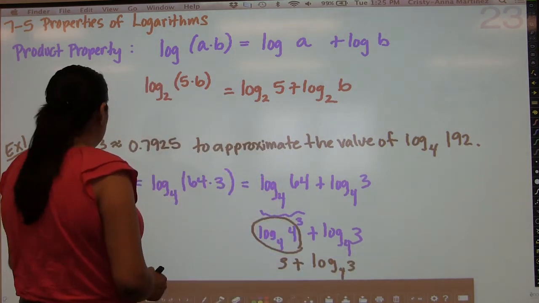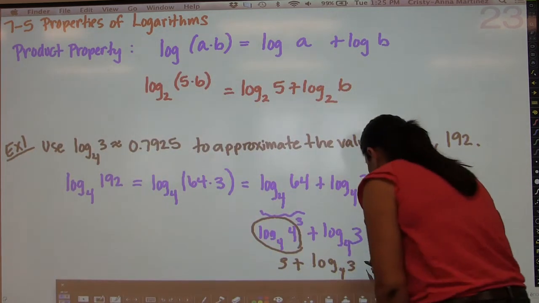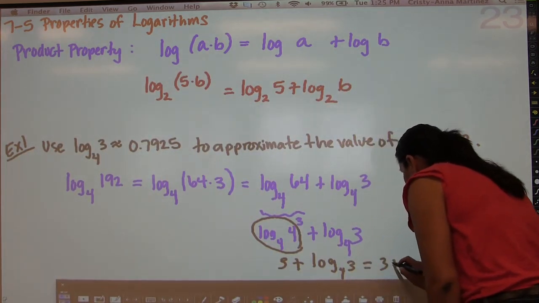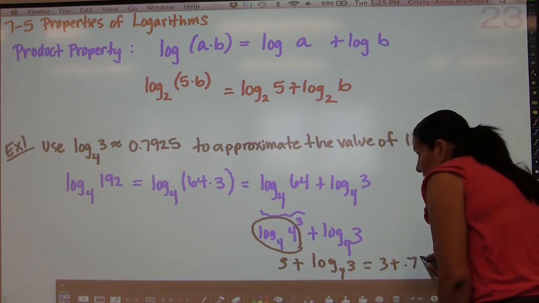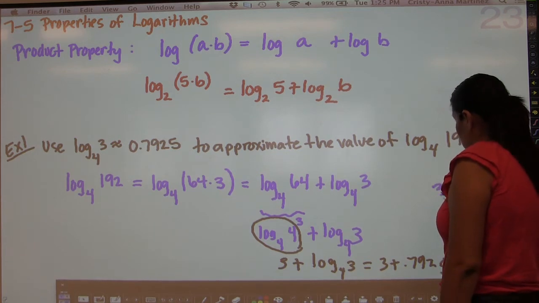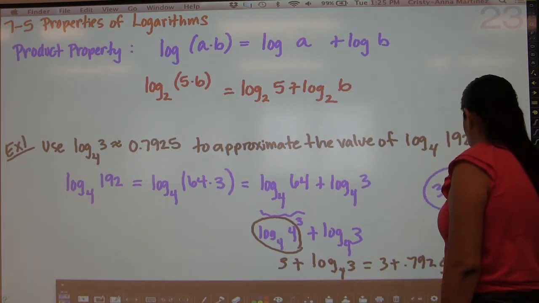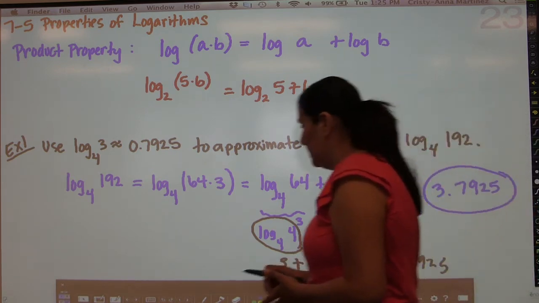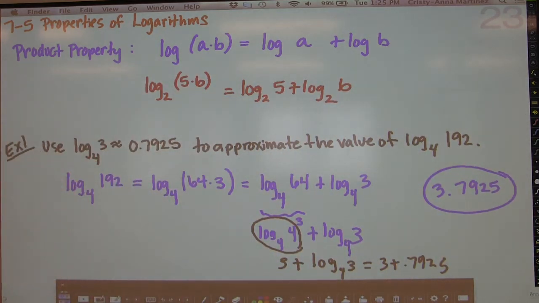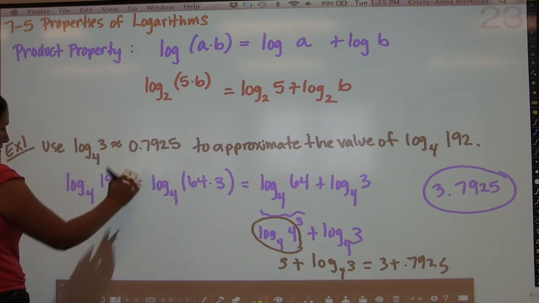And since we know that log base 4 of 3 is approximately 0.7925, we're going to then take 3 plus 0.7925, and so our final answer will be 3.7925 as our approximation of log base 4 of 192. So the key to the problems is going to be for you to break down the number here into something that includes the log that was given.